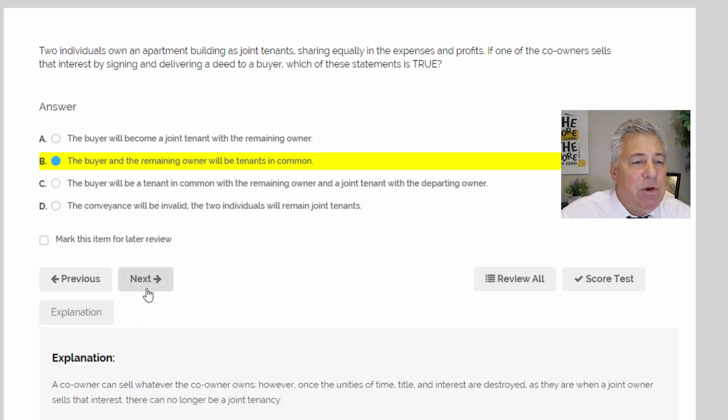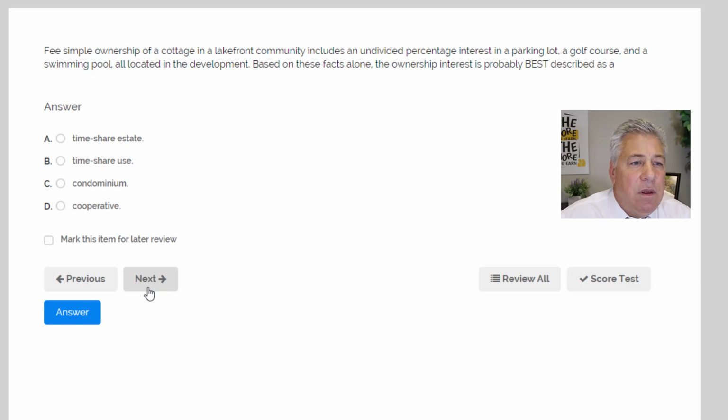Real estate exam prep question number 22. Fee simple ownership of a cottage in a lakefront community included an undivided interest in a parking lot, a golf course, and a swimming pool, all located in the development. Based on these facts alone, the ownership interest is probably best described as A, timeshare estate, B, a timeshare use, C, a condominium, or D, a cooperative.